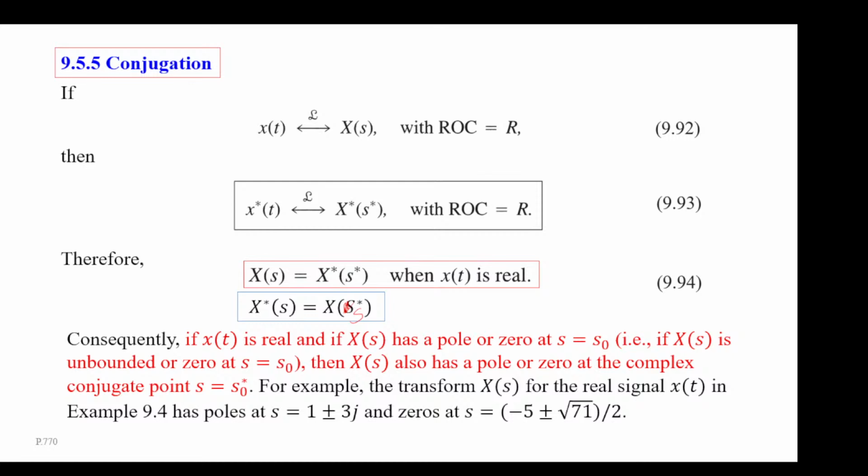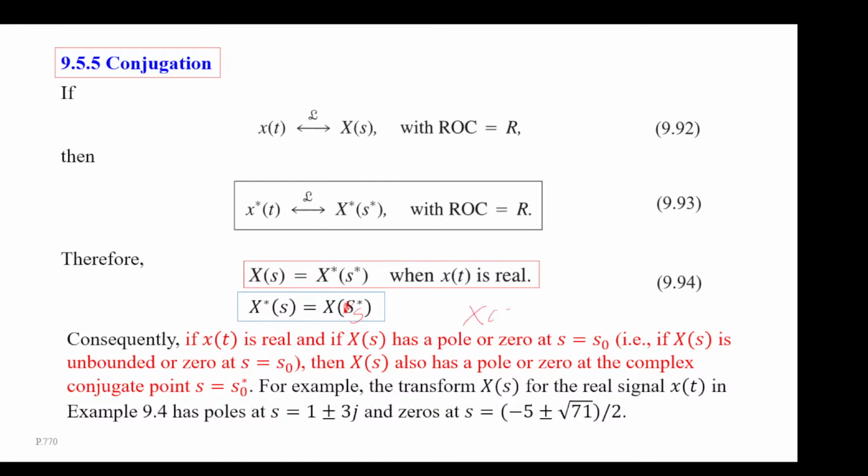Okay, and now this thing is useful because it can tell us a little bit about the pole zero structure. The derivation is a bit complicated, but let's assume x of t is real, and then we have this thing. Now say that s0 is a point of 0. So big X of s is 0 at s0. Okay, so maybe I should write here. So what I want to say is that a 0 or infinity is conjugated to a 0 or infinity.